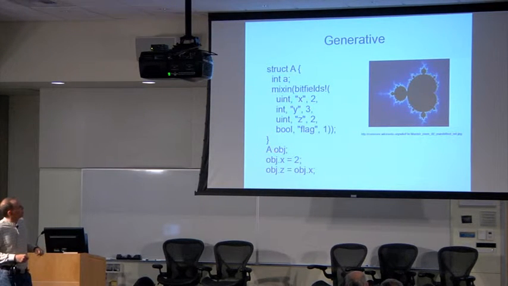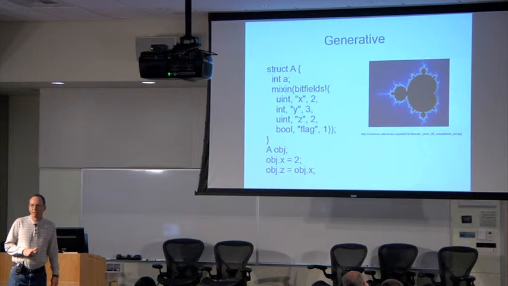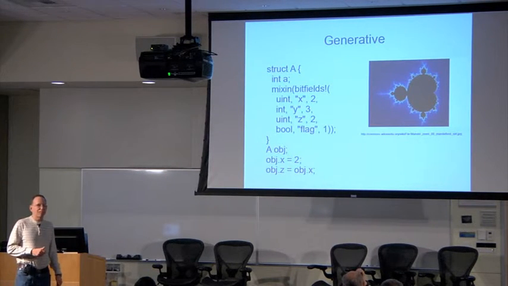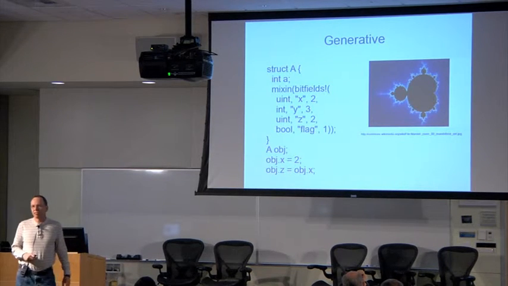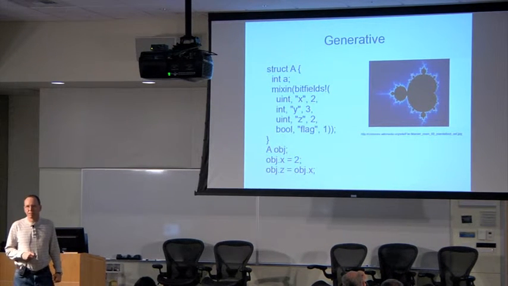And so then we can declare an object of type A, and we can use the bit fields just as we would in C. So this is an example of using generative programming to add a feature to the language that doesn't exist in the language.